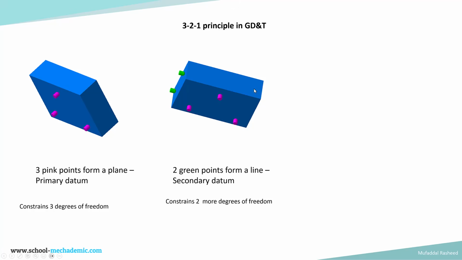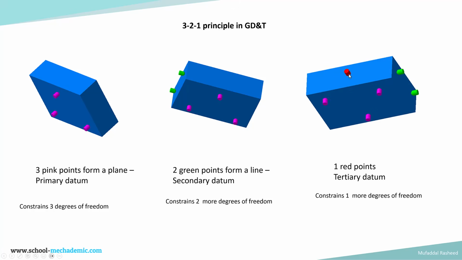So that is the third degree of freedom. That is constrained by bringing into contact one more point. So this red point is brought in contact over here, and that constrains the last degree of freedom, which is translation. So 6 degrees of freedom are constrained using 6 points.